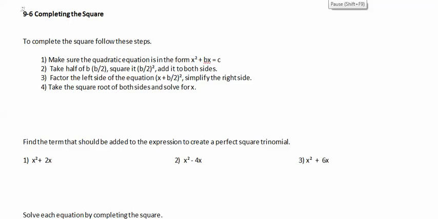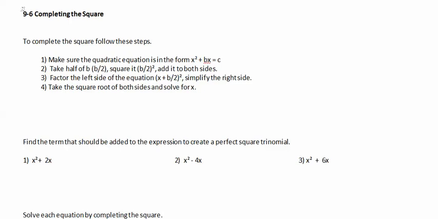Okay, so today we're going to be completing the square. The directions say to complete the square, follow these steps. Make sure the quadratic equation is in the form x squared plus bx equals c. So your number by itself needs to be on the right side of the equal sign.